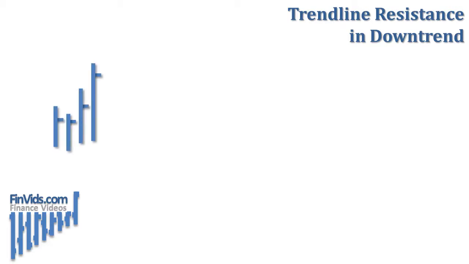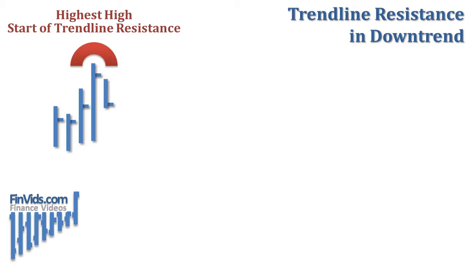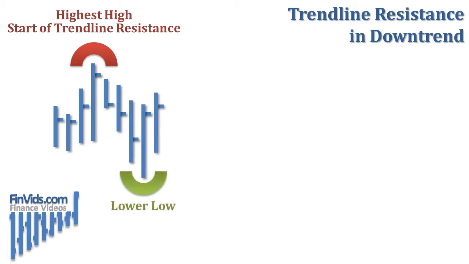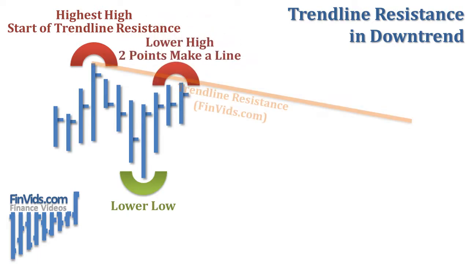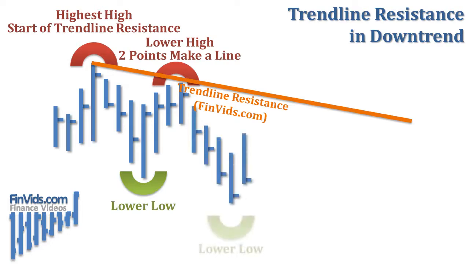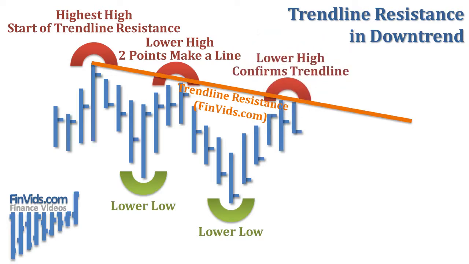Now, a trendline resistance in a downtrend is drawn at the highs of the trend. So we have 2 highs. The second high is lower than the first. This creates an overhead trendline resistance line. Now here we see a series of lower highs and lower lows. That is the very definition of a downtrend.